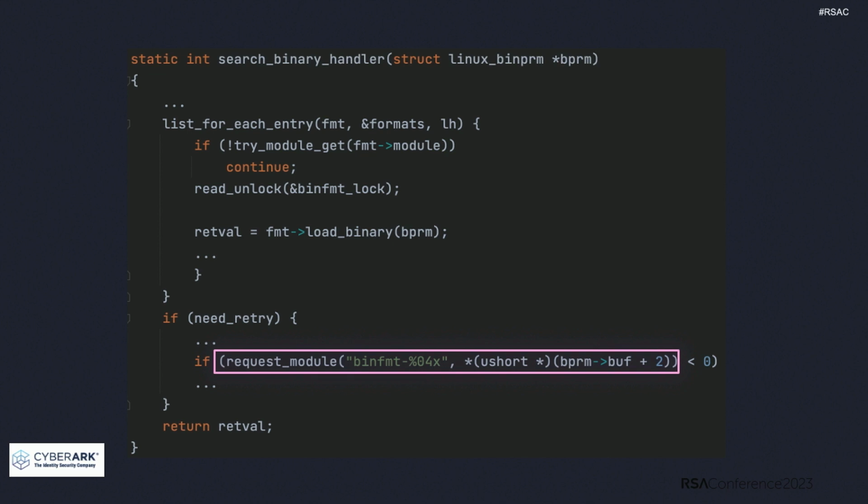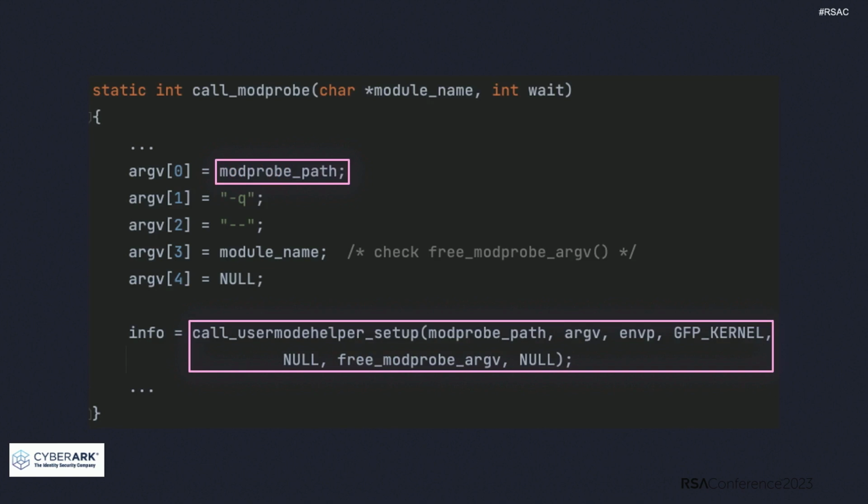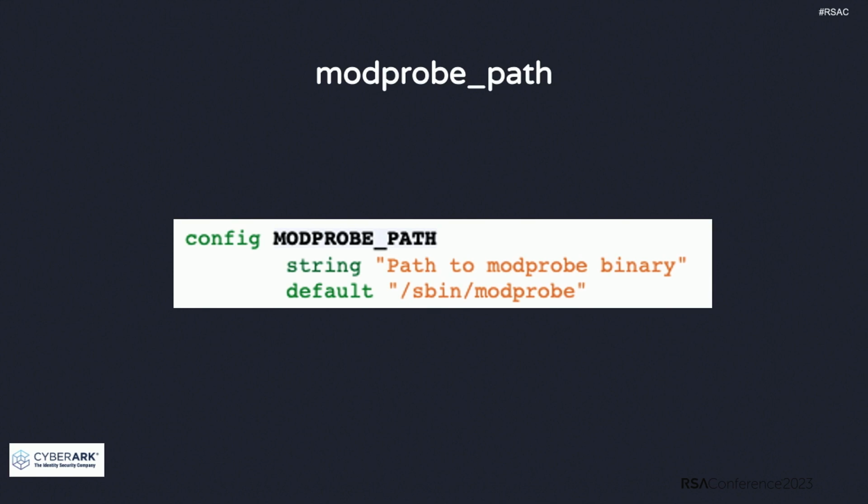But if the kernel can't parse what type of binary it wants to run, we will eventually call request module, which eventually calls the call modprobe function. As you can see, there's a very weird variable called modprobe path at the top. We will reach it soon. But eventually, this kernel function calls the call usermodehelper setup, which will just spawn a new user space process with high privileges. And as I mentioned, the modprobe path is just a random string stored in the kernel.